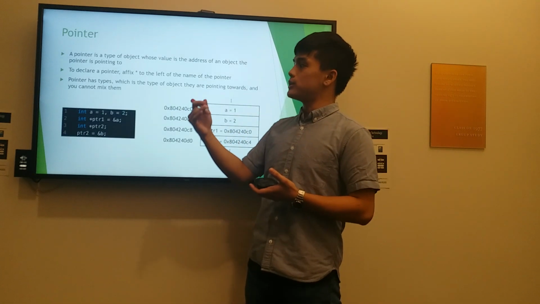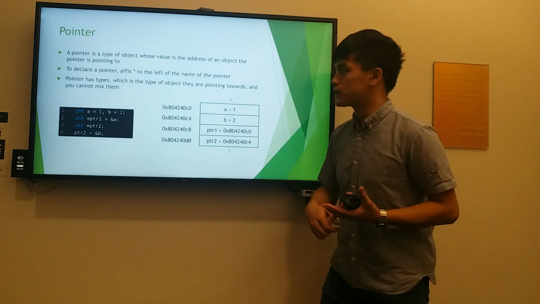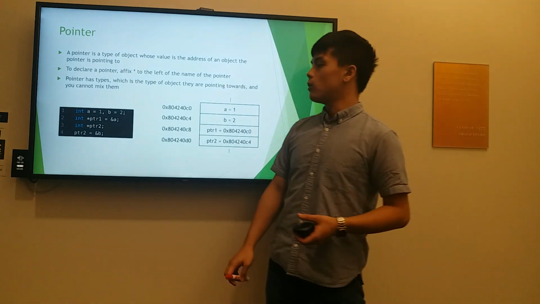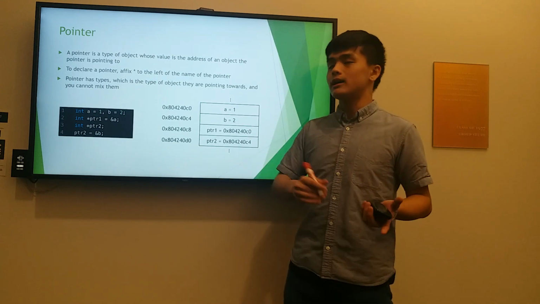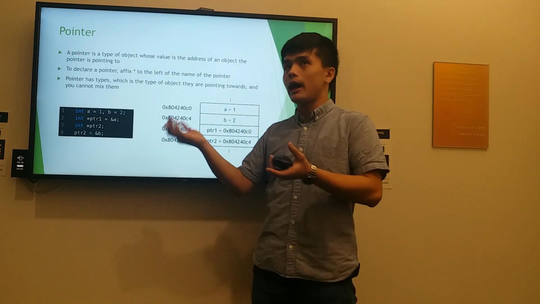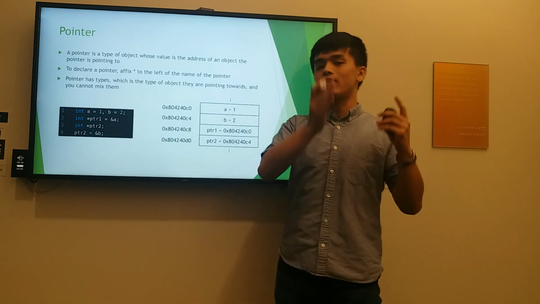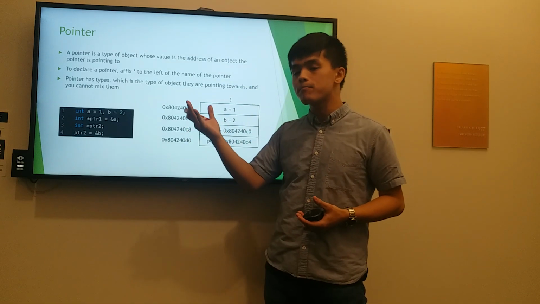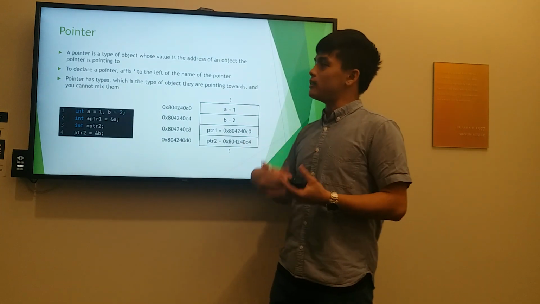When we talk about pointers, a pointer is a type of object whose value is the address of the object that is being pointed to. So, for example, if we have a pointer1 that's pointing towards a variable called a, then the value of pointer1 would be the memory location of variable a. So, how do we do that in code?